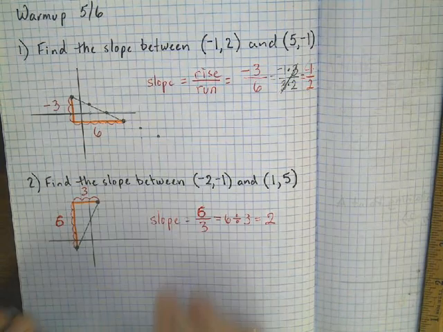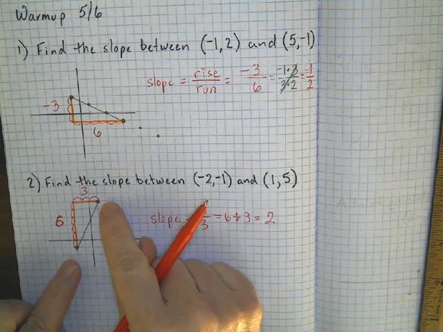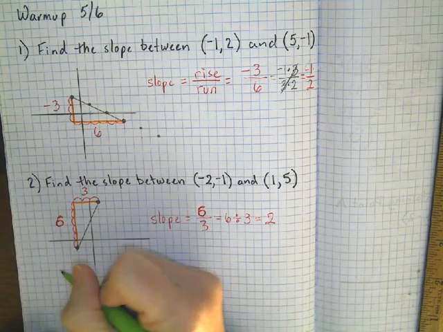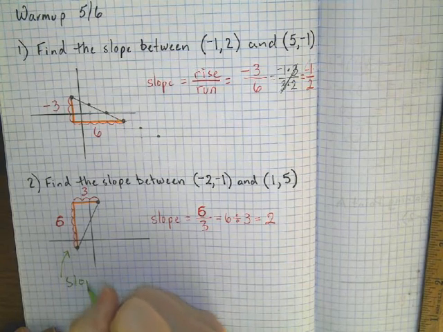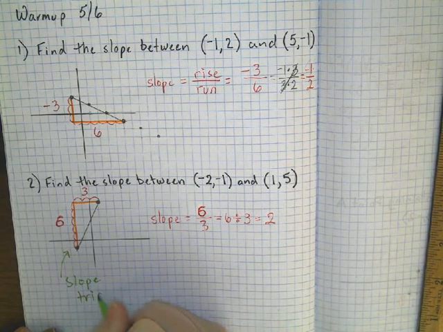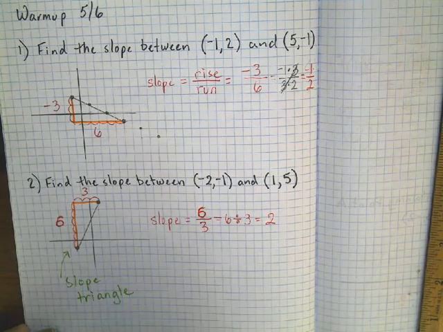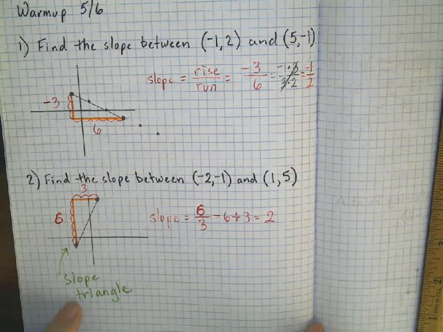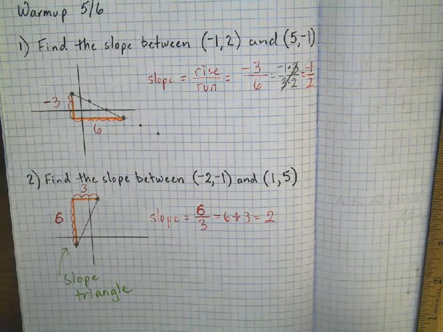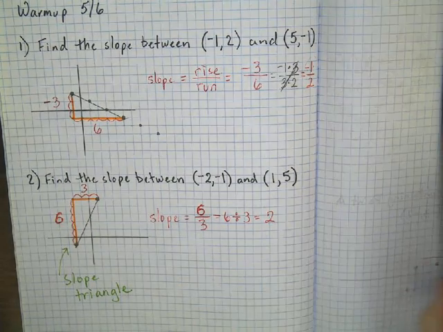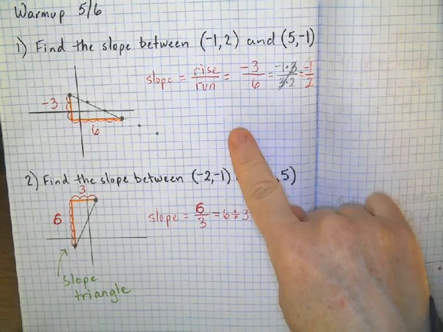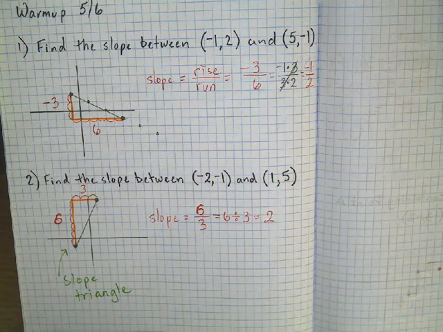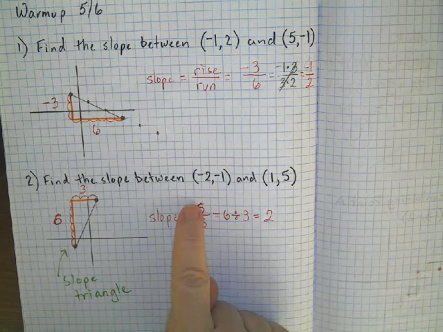Okay, so that's using a graph and making a slope triangle. This triangle here is called a slope triangle. Very useful for finding slope between 2 points, or slope of a line. Okay, we make the triangle. But there's another way. In our notes, we're going to look at another way to find slope, which is using a formula. So we're going to do the same problems again, but using a formula.